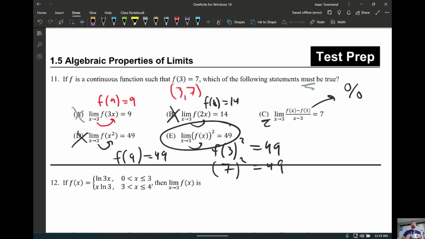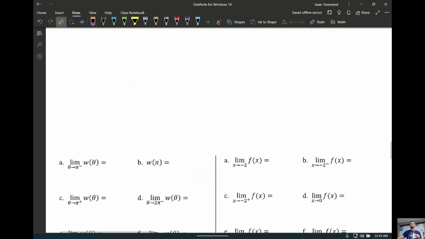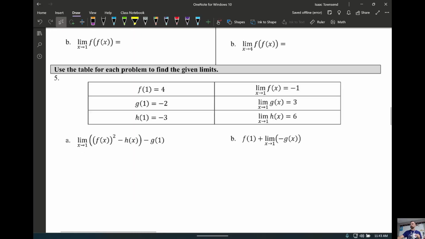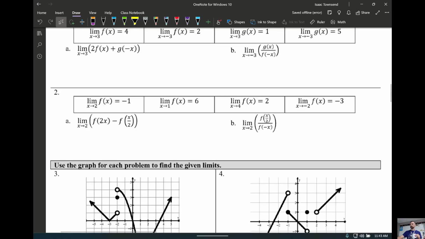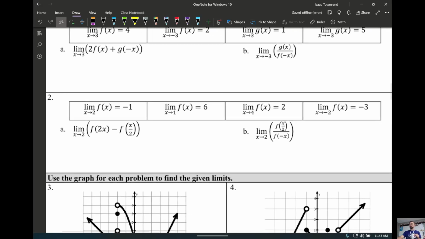Is there any others from assignment 10? Anything else that if it showed up on the test you would want? Did you do 2A? Some help. Is that this one? Mm-hmm. Okay.